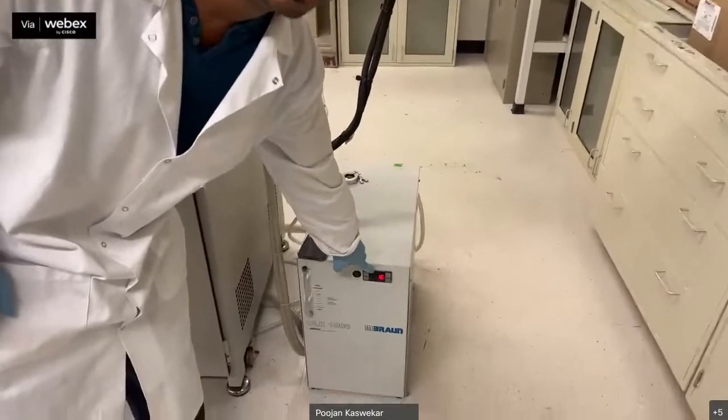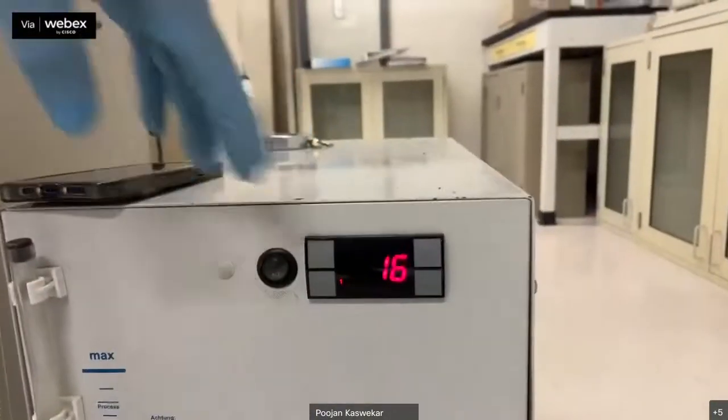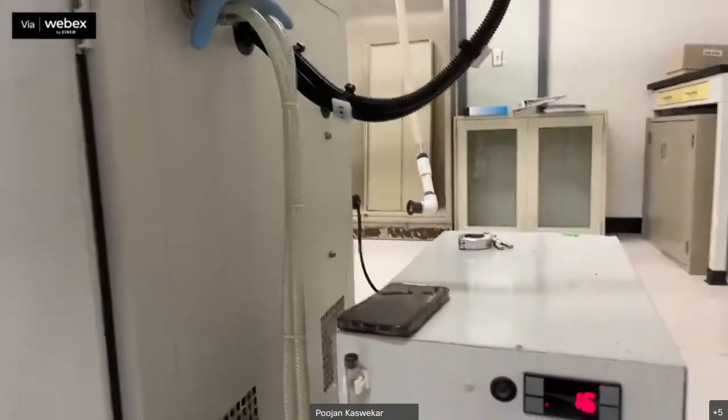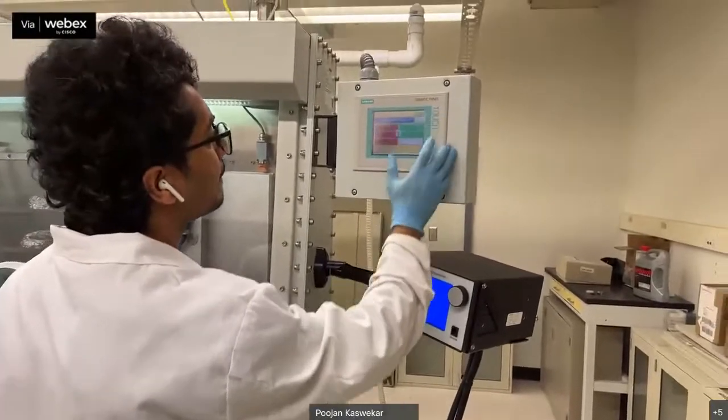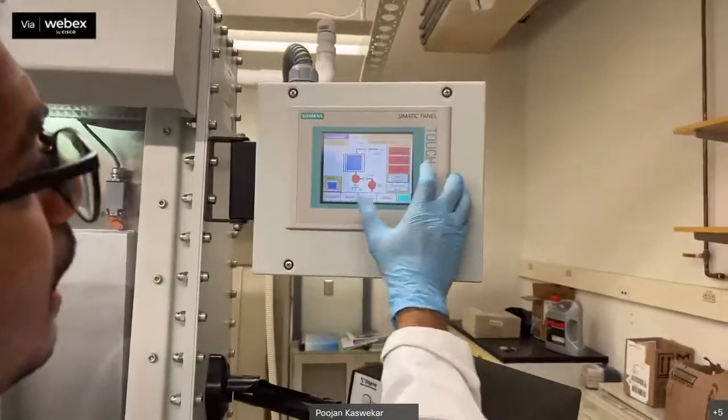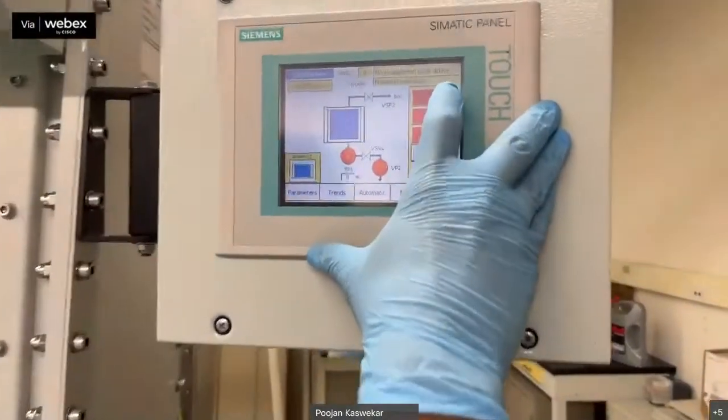Right now it is at 15 to 16 degrees centigrade. The water will be flowing here to the turbo pump, and it will be circulating around the turbo pump to cool it. And evacuation start.